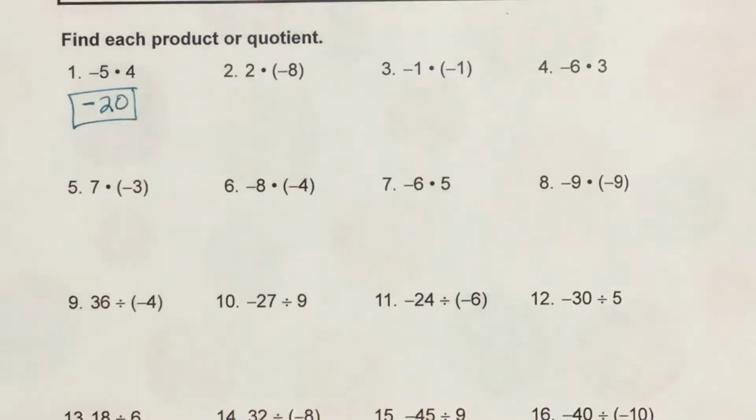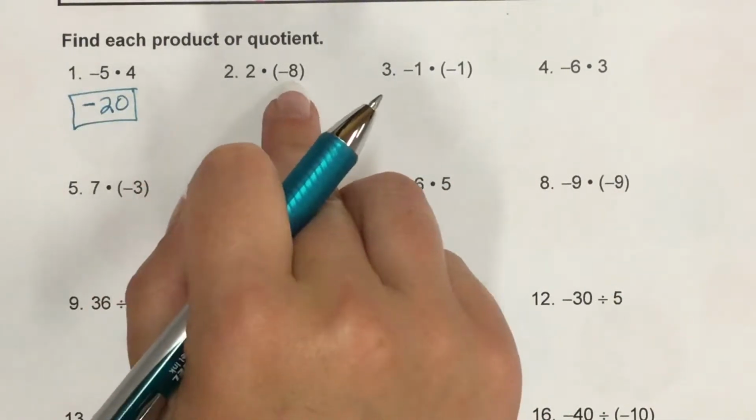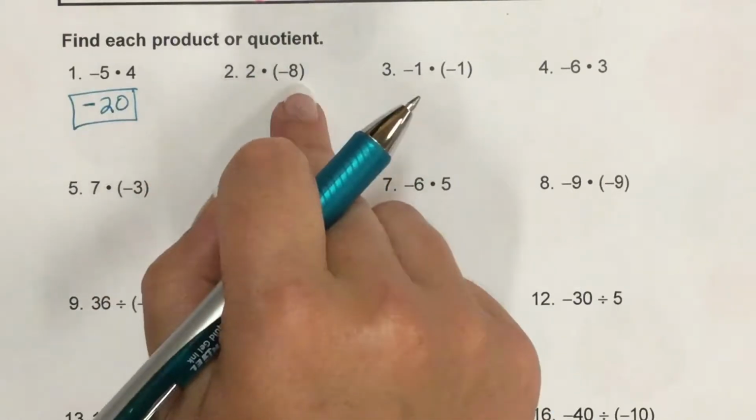Okay, let's go into number 2. Number 2, we have 2 times a -8. So we have a positive times a negative again.